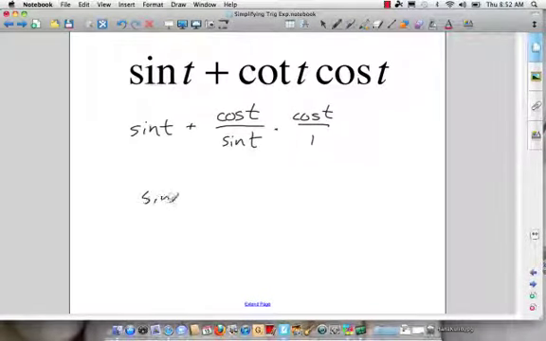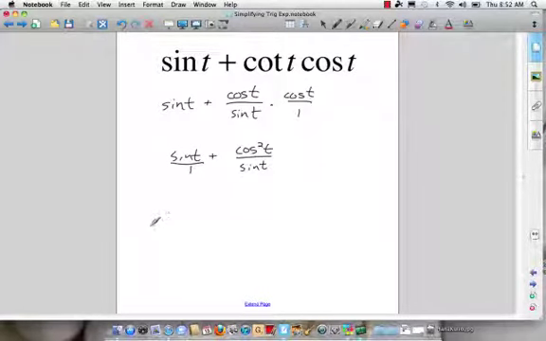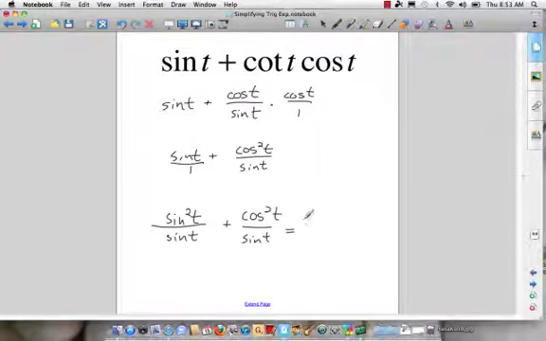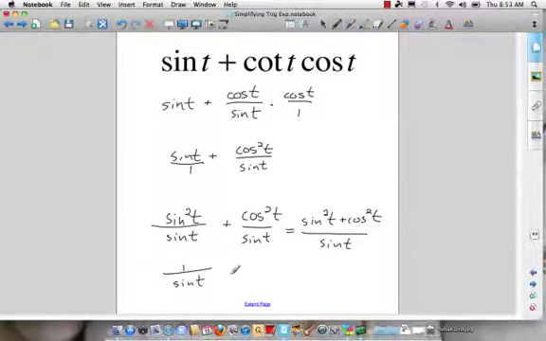So I get sine t plus cosine squared t over sine t. And I could write that as sine t over 1. Okay, I know where I'm going. So then if I multiply the numerator and denominator of the first one by sine t, I get sine squared t over sine t plus cosine squared t over sine t. Now that the denominators match, it's just sine squared t plus cosine squared t over sine of t. And then sine squared plus cosine squared is 1. And 1 over sine t is cosecant t.